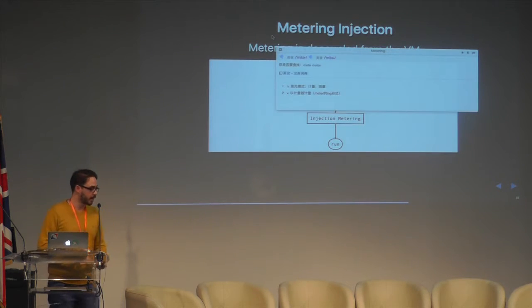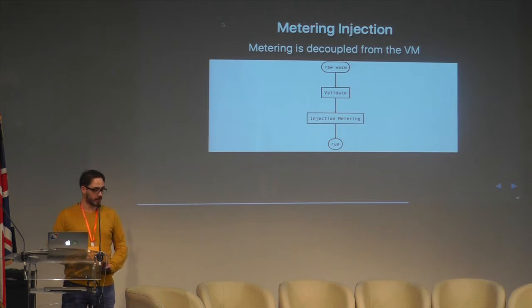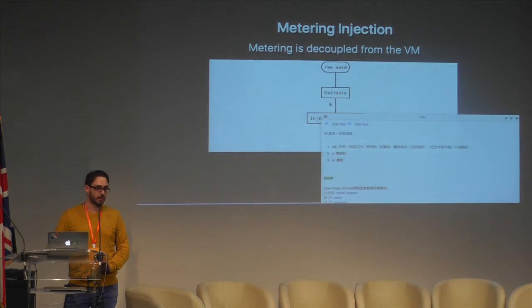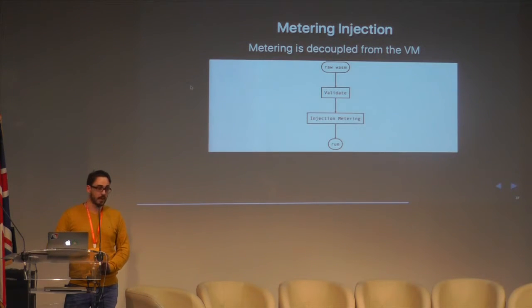So the second part is metering injection. As I said, we don't want to change WebAssembly itself because we don't want to write VMs. So how we can do it is we have to transform the input bytecode to a bytecode which has metering statements. So this is what you see here. First, we just take in WebAssembly as an input. We do some validations that it conforms to our requirements. And then we inject metering statements. And there you will have the output.